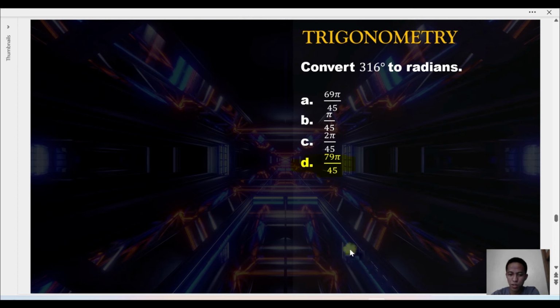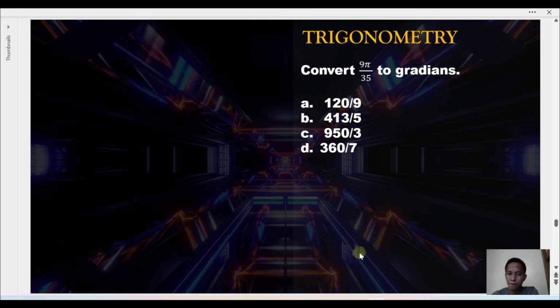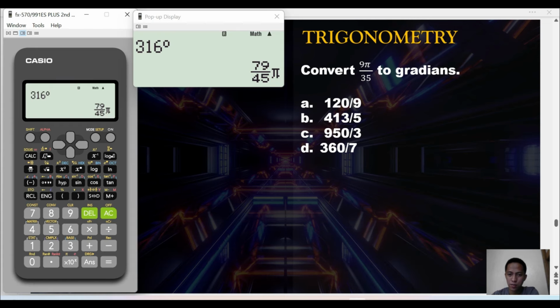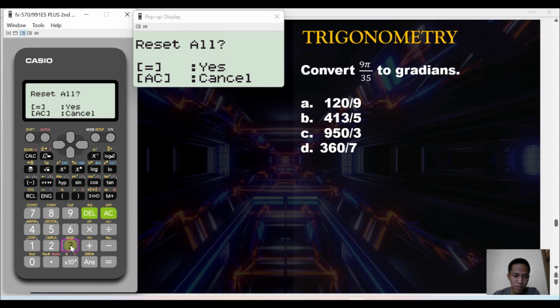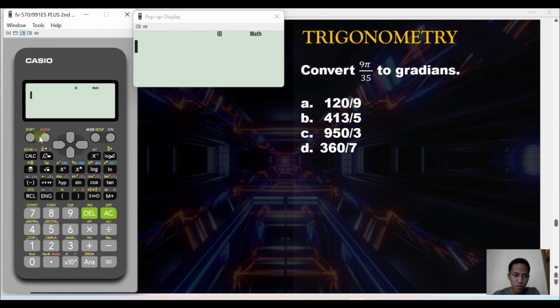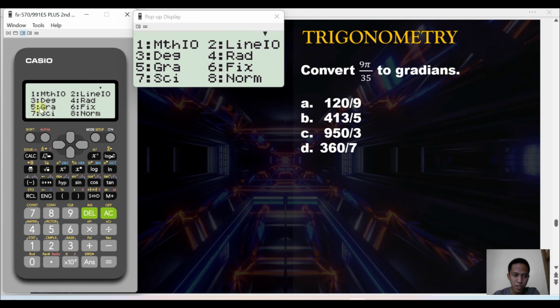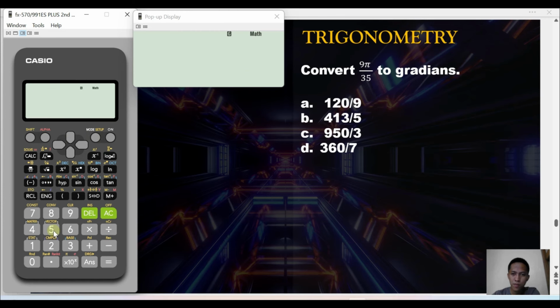Okay, so let's proceed to our next problem. So ganun guys, ang pag-solve natin from converting degrees to radian. So, convert 9 pi over 35 to radian. So another unit of angle. Okay, so before that, clear natin yung calculator. Okay, so shift mode gradient. So number 5.